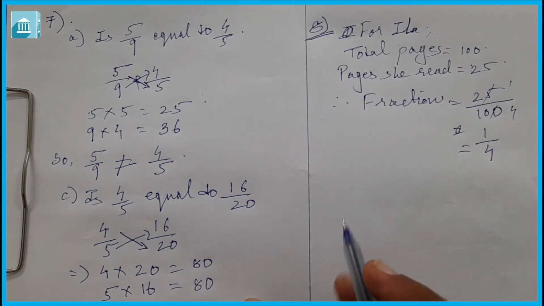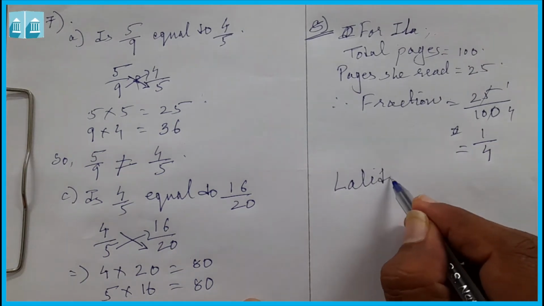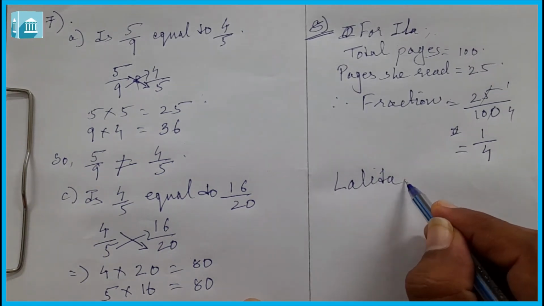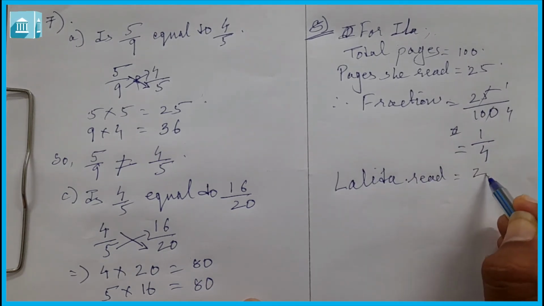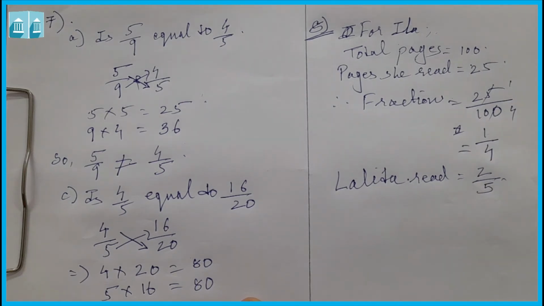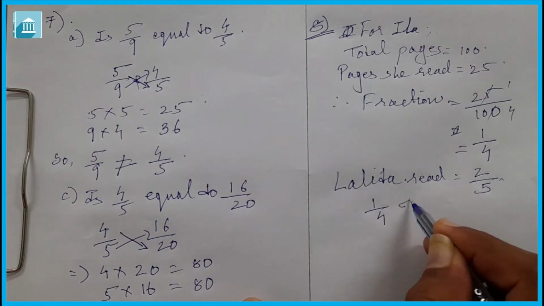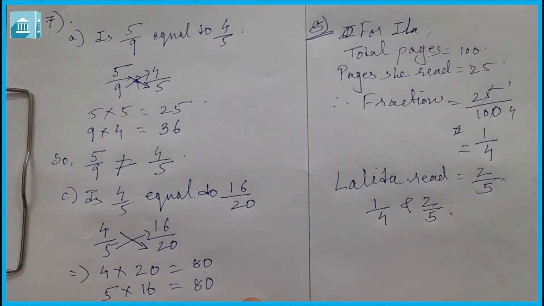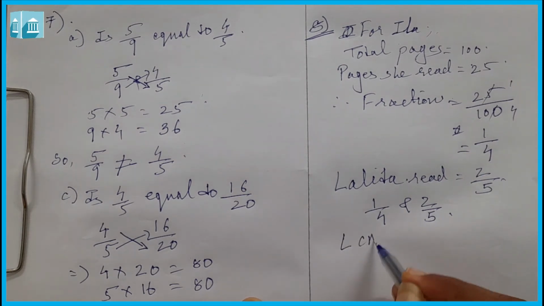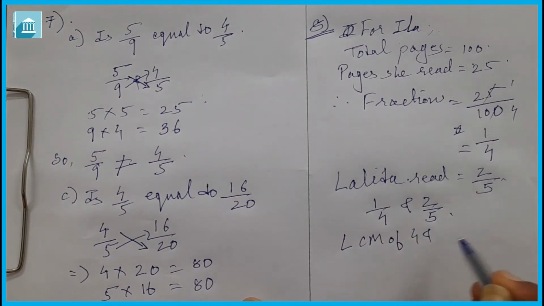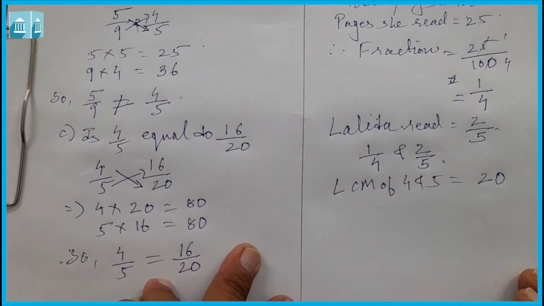Then Lalita read 2 by 5 of the same book. Now here it is 1 by 4 and 2 by 5. So again, these both are not the same. We can find the LCM of 4 and 5, which is equal to 20.